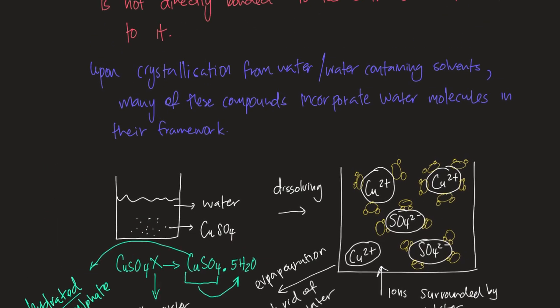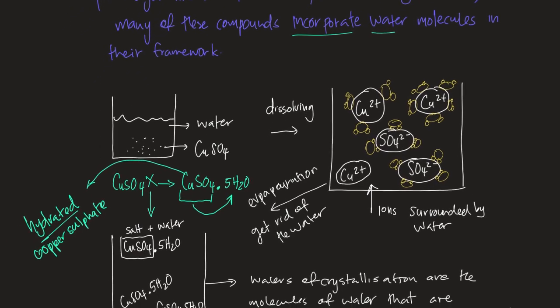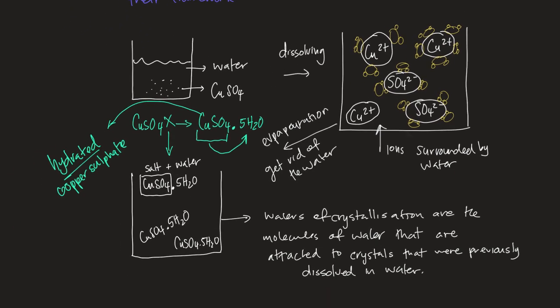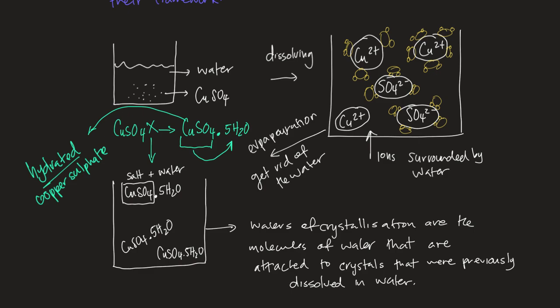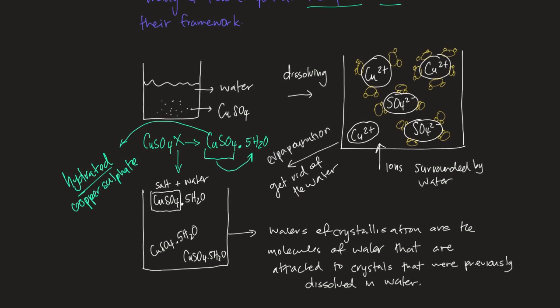So we can say then, upon crystallization from water or water containing solvents, many of these compounds incorporate water molecules in their framework. After they've gone through the process of dissolving, then they go through evaporation. What they end up with is something called a water of crystallization. Now there are 2 types of calculations that we do. I'm going to show you both of those calculations, and then you can go through your textbook and do the activities on waters of crystallization.